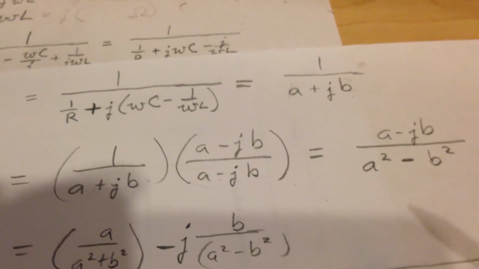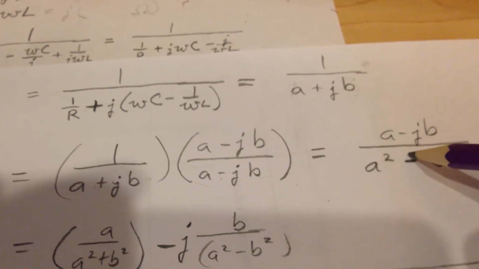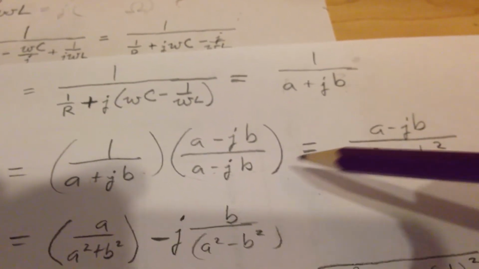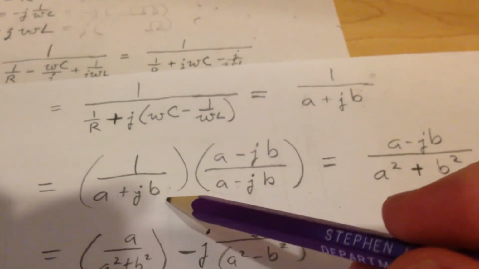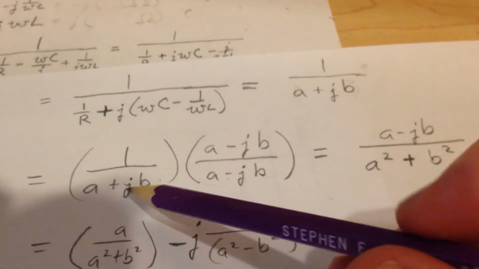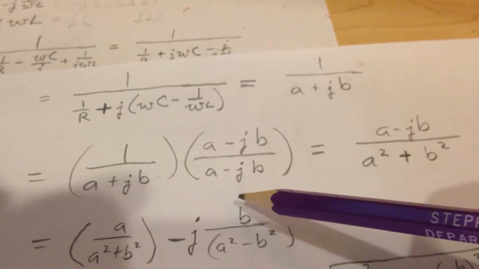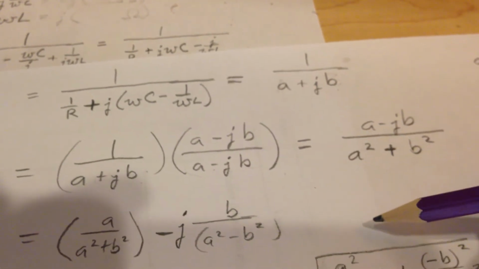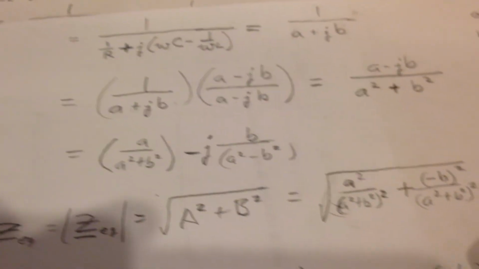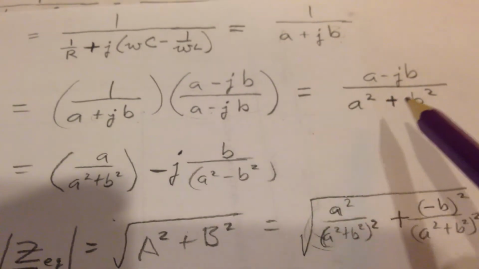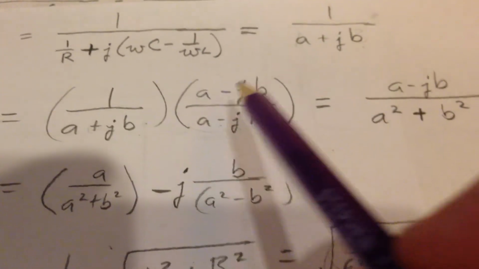Oh yeah, so I guess this really should be positive. Let me think about that just a minute here. So B times B right there, B squared. And then J times a negative J is a negative J squared. And J squared is a minus 1, so that becomes a plus. Interesting.